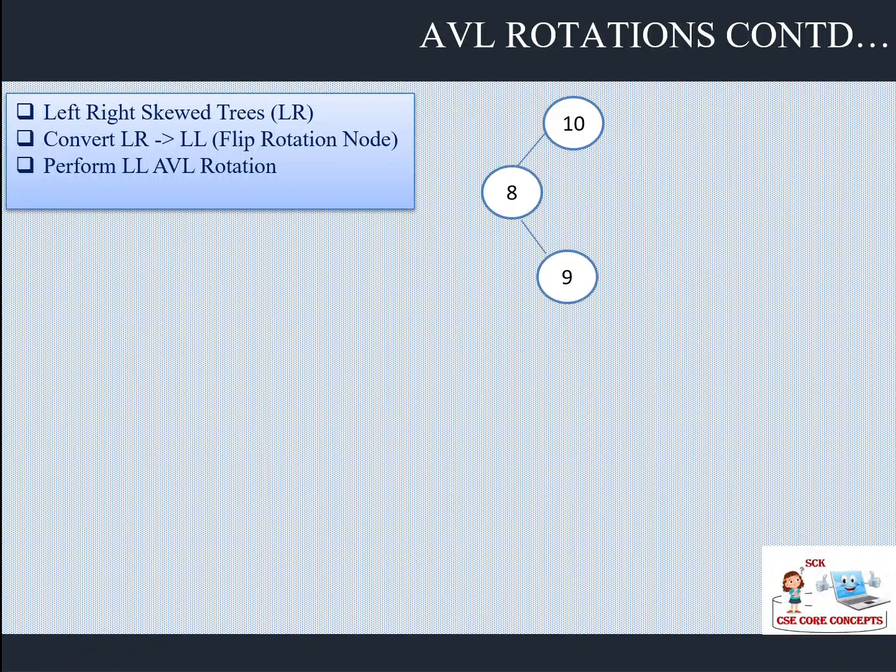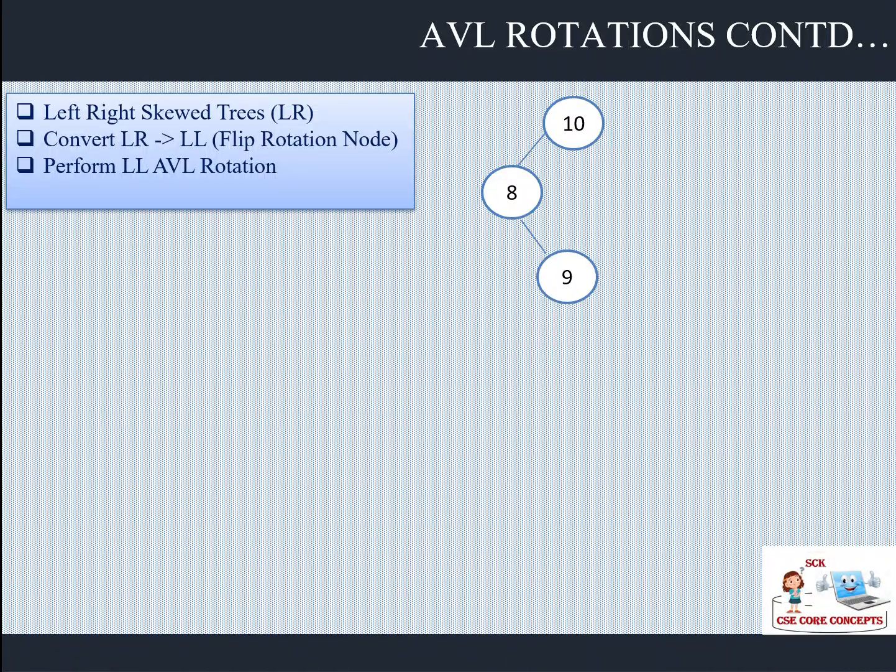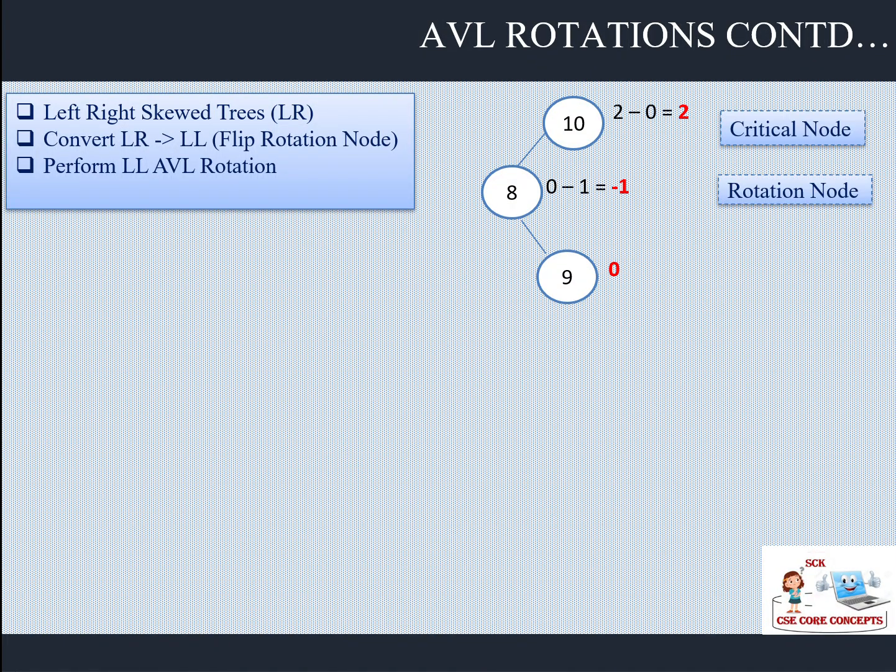Similarly, a tree can be left right skewed, meaning earlier it was proceeding in the left direction and then it is skewing towards the right. If we get such a tree, then of course we compute the balancing factor and find out the critical and rotation node, and first we convert this tree into a left skewed tree. So which two are we going to flip? 9 and 8, that is the rotation node and the next node.